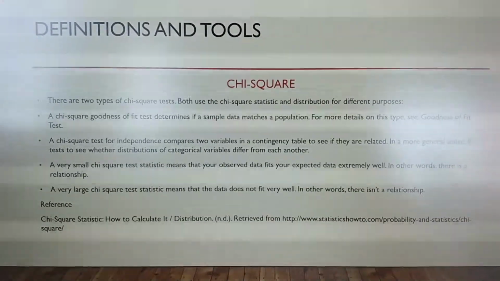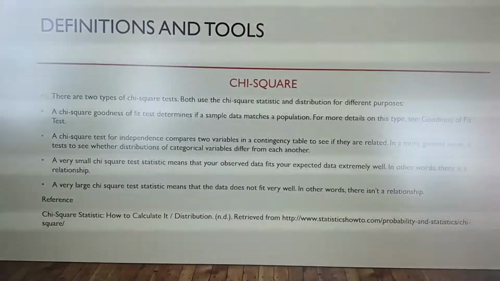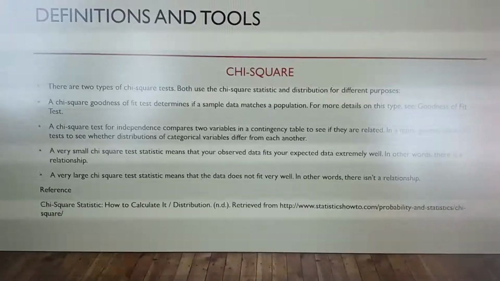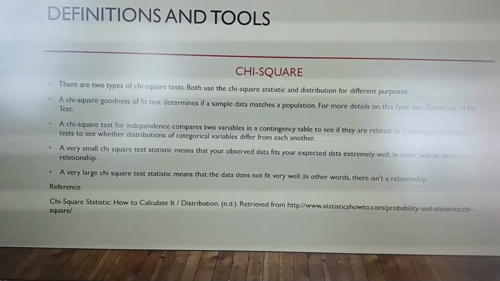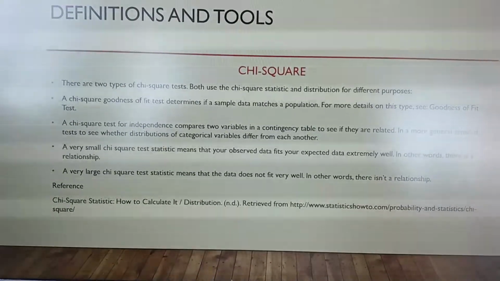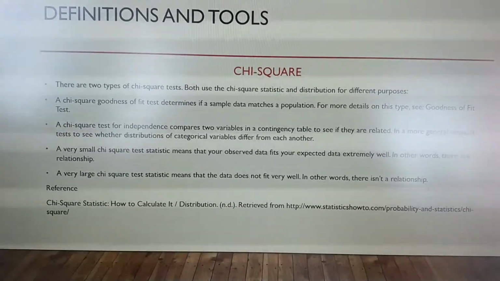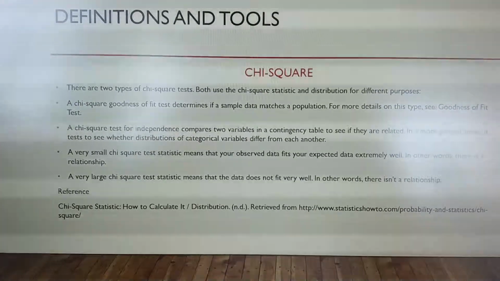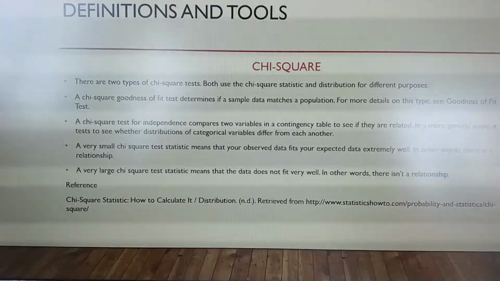So with the definition and the tools, there are basically two types of chi-squares, and both are used for different purposes. The chi-square goodness of fit test determines if the sample data match the population. For more details on the type, see the goodness of fit test. The chi-square test of independence compares two variables in a contingency table to see if they're related. It tests to see whether the distributions of the categorical variables differ from each other.